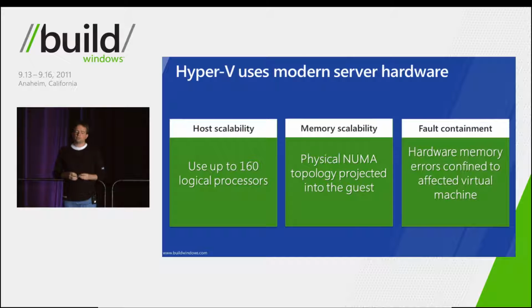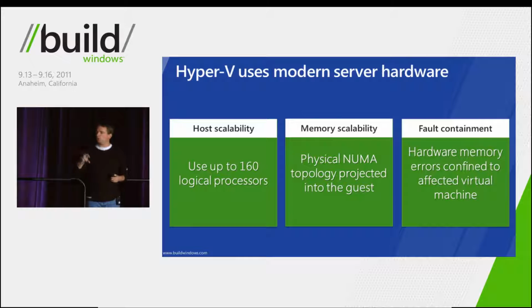Now, the last thing that I want to talk about before you get to see another cool demo that's going to pull everything together is how Hyper-V uses modern server hardware. So in terms of scalability, we've really upped what we are going to be able to support in the host. You may recall that today we will support up to 64 logical processors. So those are cores plus hyperthreads. We will support up to 160 in Windows Server 8.